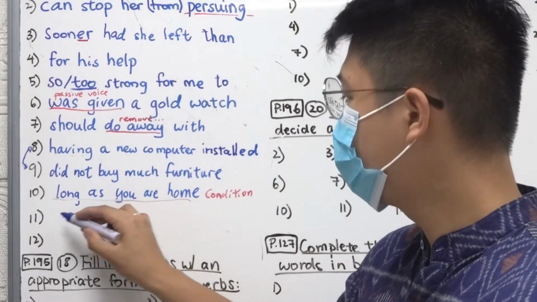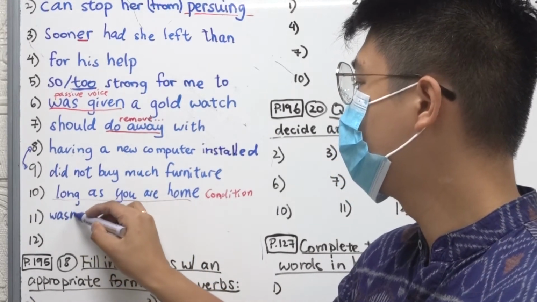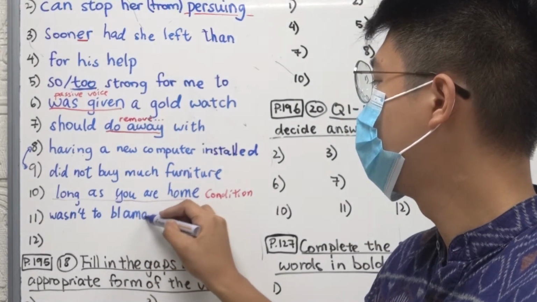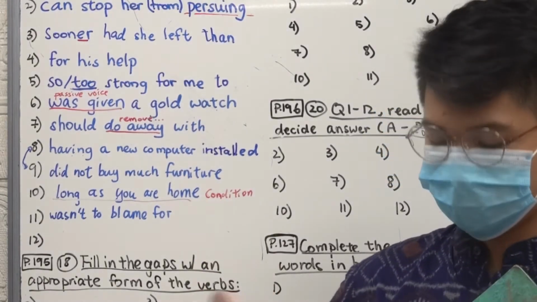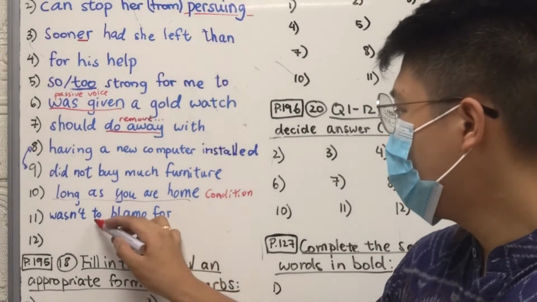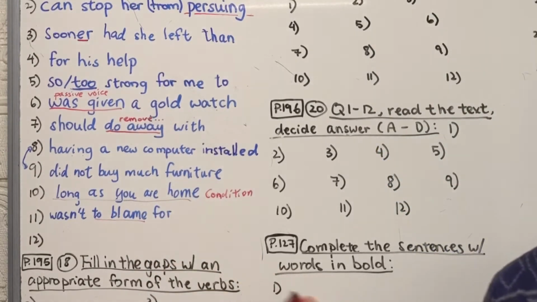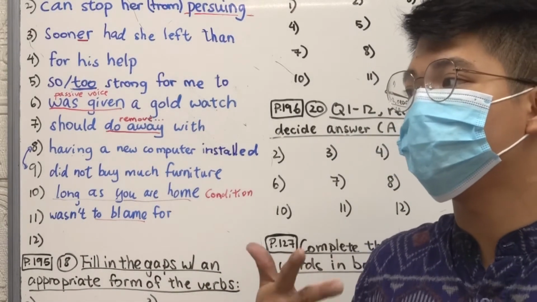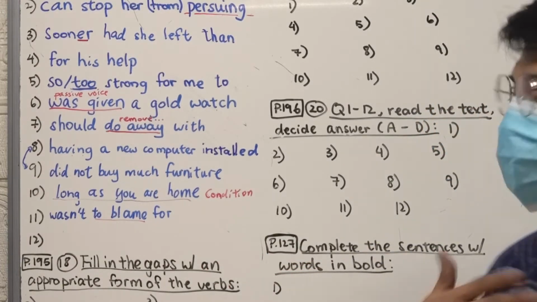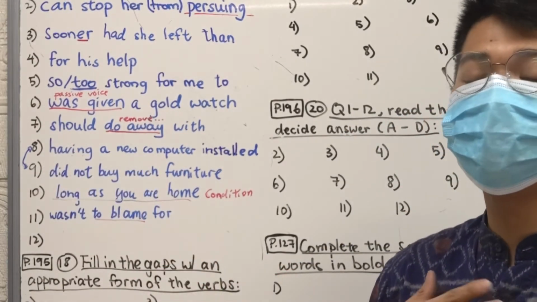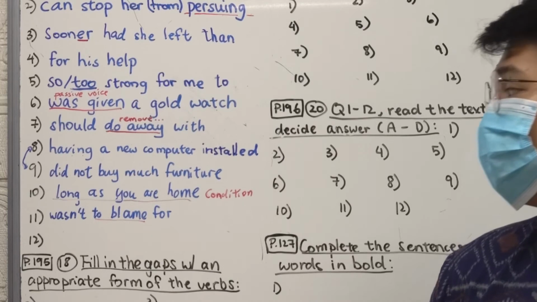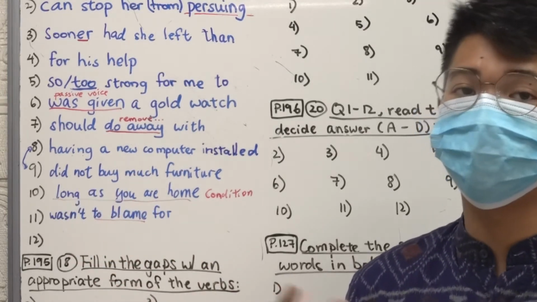She wasn't to blame for the mistake. So here, to blame, this is a to infinitive that we will use if someone is in the wrong, or if it is someone's fault, right? For example, it's my fault that I messed up 8 and 9, right? So I am to blame for this mistake. I am to blame. But in this case, it wasn't her fault, so she wasn't to blame for the mistake. All right?